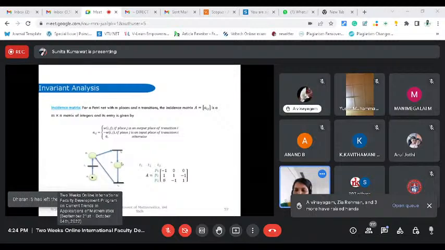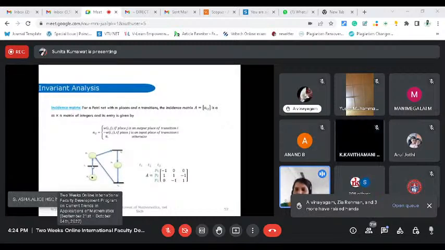Similarly for P3, there is no connection with T1, that's why it is 0. But it is an input place for T2 and an output place for T3. It is the output place for T3, that's why it is 1, and the input place for T2, that's why it is -1. Clear? Now invariant analysis.